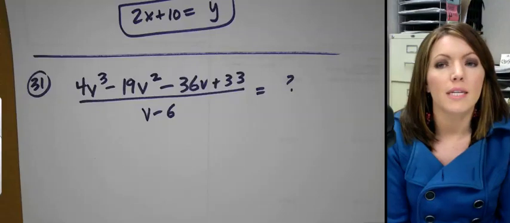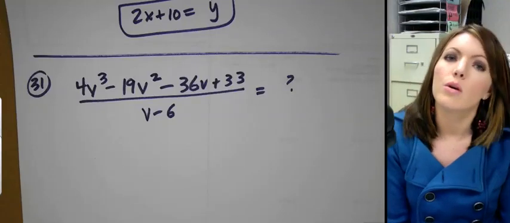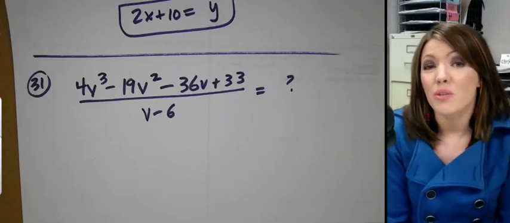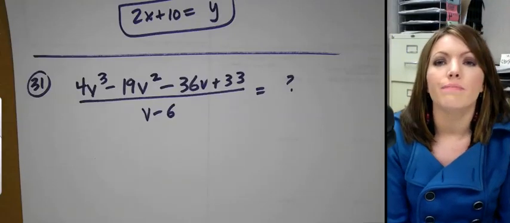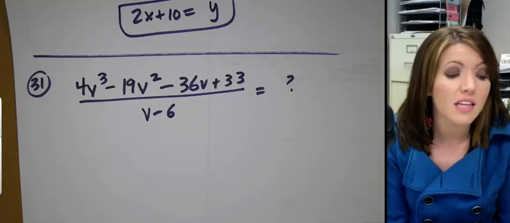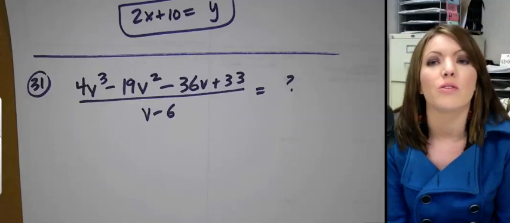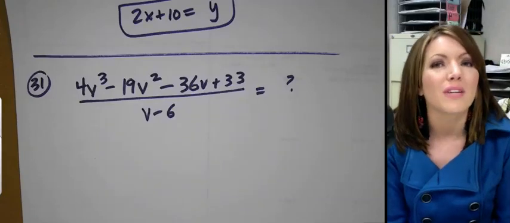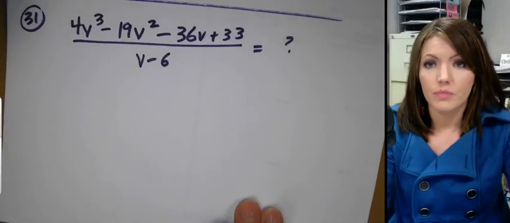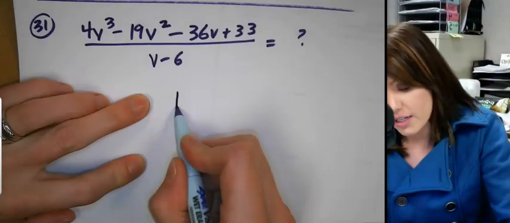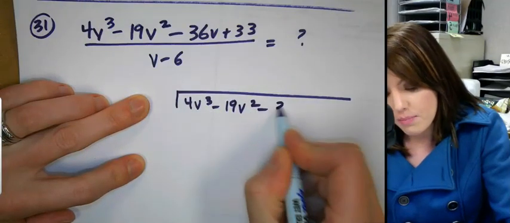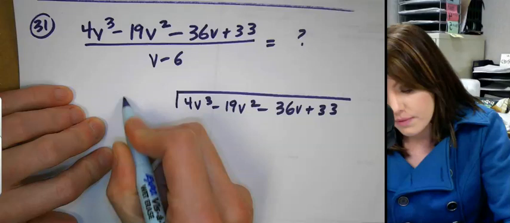If I'm looking at this problem, I'm noticing that the top has 4 terms, which means I could try factor by grouping, but we're very fortunate that we have a multiple choice test because we can look and see that all of the answers have remainders, which means we're not going to be able to just factor and cancel stuff out, okay? So this actually is a long division problem. So let's set up long division here. So we have 4v cubed minus 19v squared minus 36v plus 33, all divided by v minus 6.